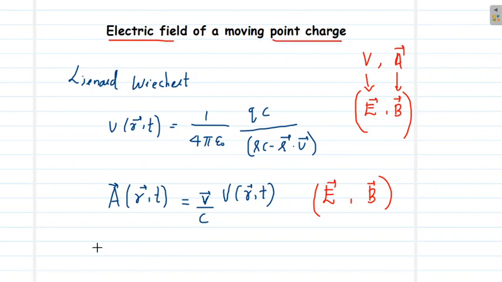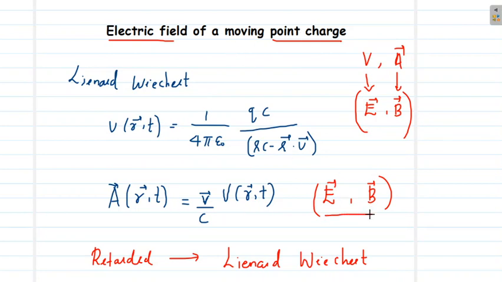Just like the equations of retarded potential and the Liénard-Wiechert potentials are related, the Jefimenko equations and the electric field of a moving point charge will also be related. So we will be deriving the equations of electric field and magnetic field from these two given equations.